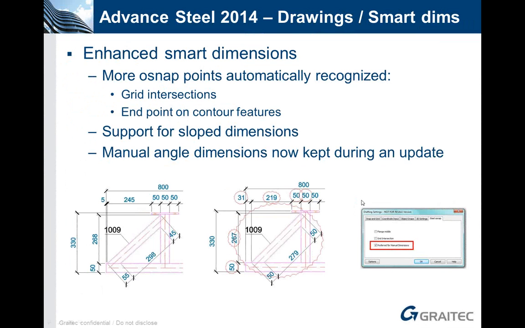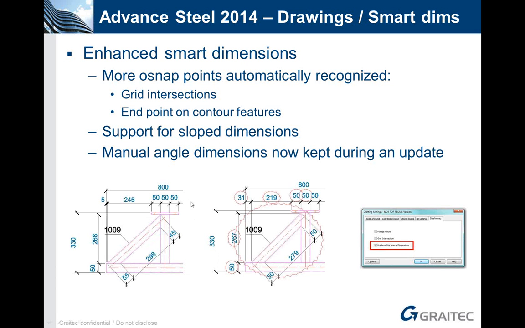For the smart dimensions, these are the dimensions you add manually, but which are intelligent enough to update automatically in case of modification in your 3D model and automatic update of your drawings. So what we did, we have more OSNAP points now which are automatically recognized by smart points, and this is working fine, of course, for vertical dimension.